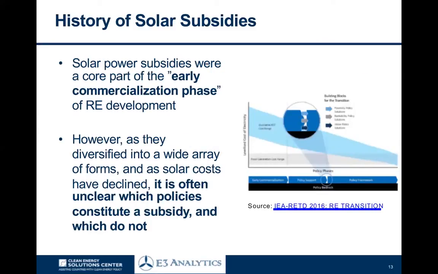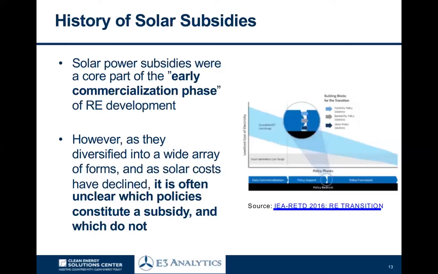Now, solar subsidies were a core part of what is sometimes referred to as the early commercialization phase of RE development, of renewable energy development. And you can see here in this graph, although the resolution isn't terrifically clear, you can click on the link and get the original from the full report. You can see here 3 different phases of renewable energy policy development: this early commercialization phase, this middle phase of policy support, followed by what's referred to here as the policy framework phase. And you can see that all of that traces against the declining renewable energy cost range. So as renewables get cheaper, as technologies like solar get less expensive, the policies used evolve along with them.